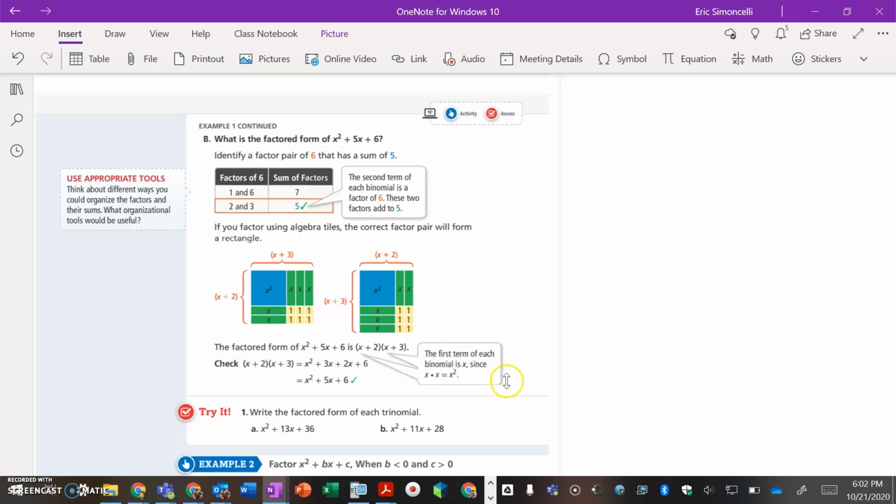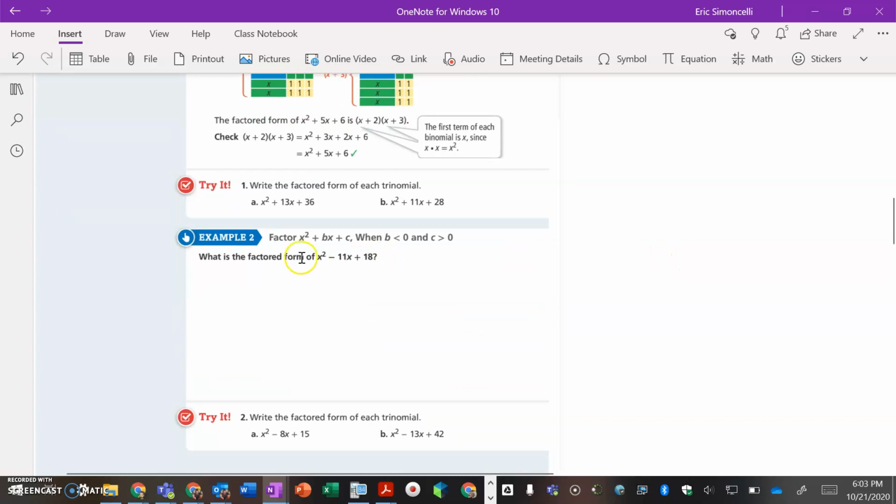The first term of each binomial is x, since x times x is x squared. And you can check your work, of course, by foiling this again, such that x squared plus 3x plus 2x plus 6 simplifies to the original problem, x squared plus 5x plus 6. So again, we are working backwards, looking at this quadratic trinomial to get the product of two binomials, as they show using algebra tiles. Algebra tiles are not necessary on pretty much any problem, but I do like how you can visualize the resulting product of two binomials, x plus 3 times x plus 2.